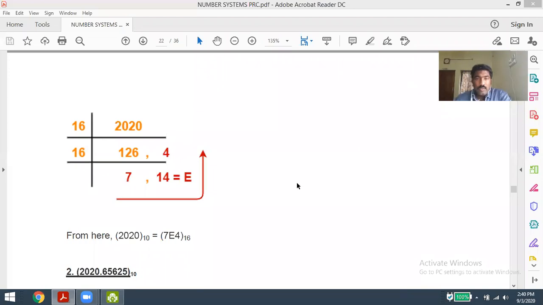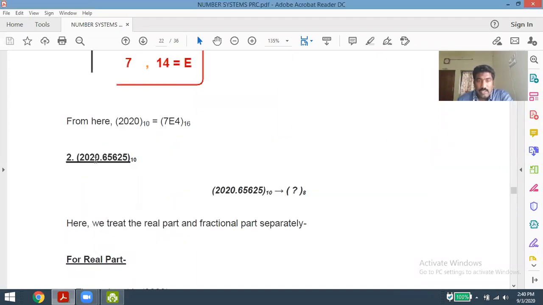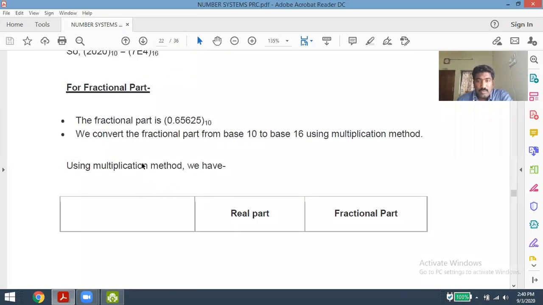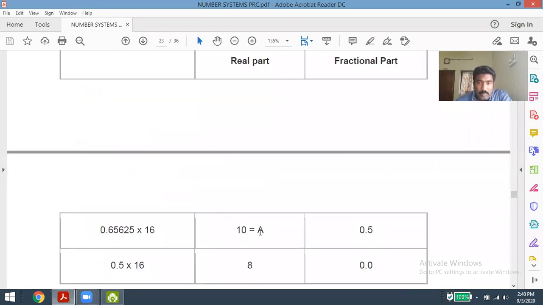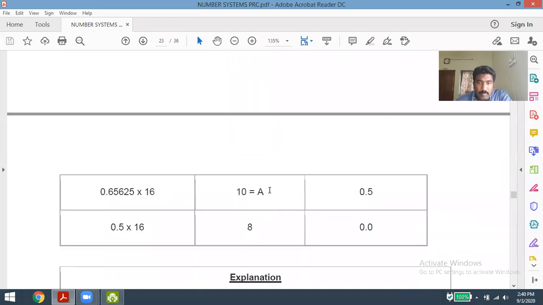Okay. So this is the way we can write the given decimal values in hexadecimal. Just don't forget to write these representations in the form of capitals A, B, C, D, E, F. And the same process as earlier: if you have any fractional values, go for the multiplication. And here also, whenever the real parts are 10, 11, 12, 13, 14, represent them in the form of A, B, C, D, E, F. So don't forget to mention it.